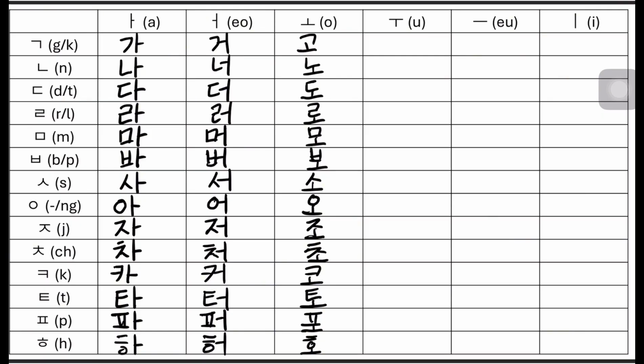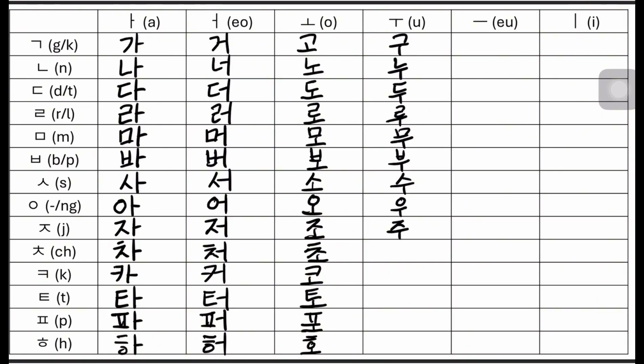Moving on, we have our U, right? So K and U is gu. N and U is nu. D and U is du. R and U is ru. M with U is mu. B with U is bu. S and U is su. And Ieung with U is u.